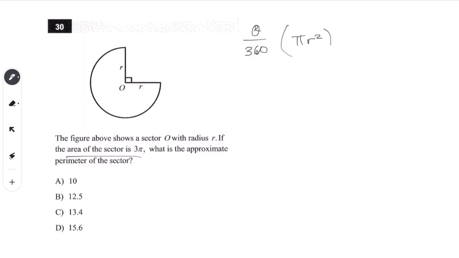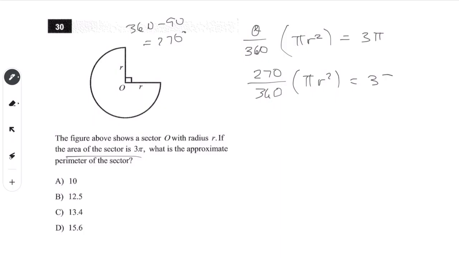Okay, so we know that this is equal to 3 pi, and also the area of this sector is going to be, and we know this is 90 degrees and a circle is 360 degrees, then this angle would be 360 minus 90 degrees, or 270 degrees. So this theta is going to be 270 divided by 360 times pi r squared, and that's 3/4. In other words, this is going to be 3/4 pi r squared is equal to 3 pi.